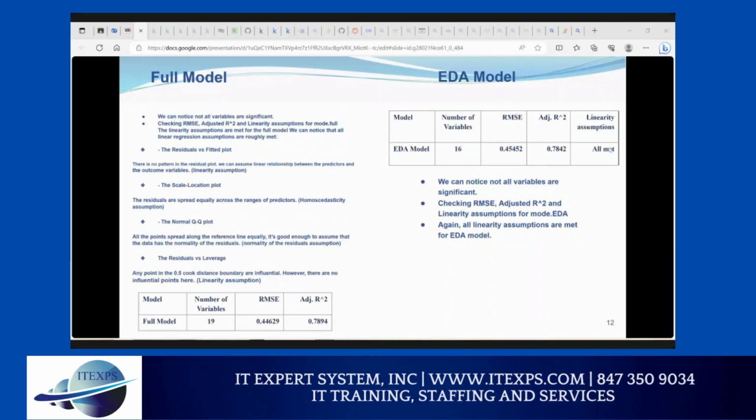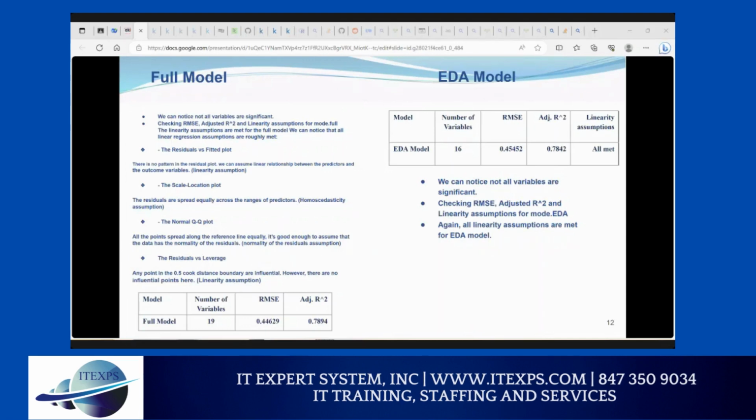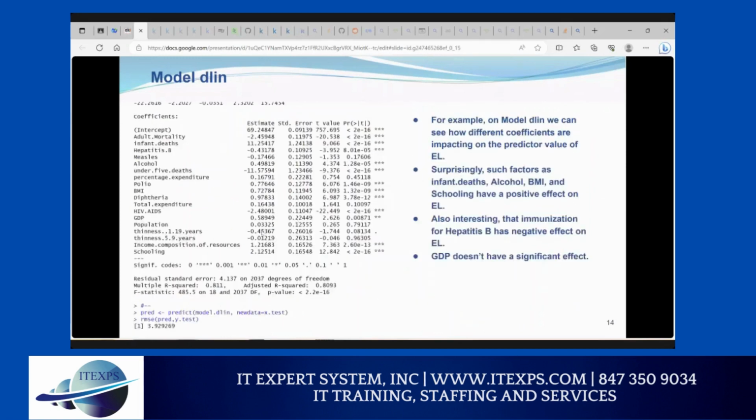Linearity assumptions were all met with all 5 models. All these graphs also look kind of normal. So we proceed with this. And there is one example of how it looks with numbers.